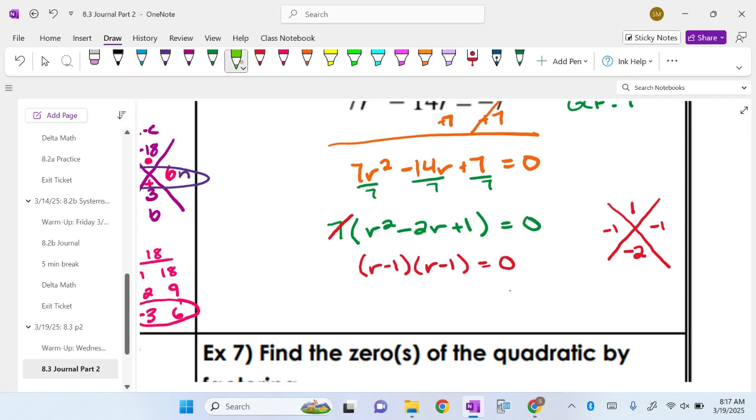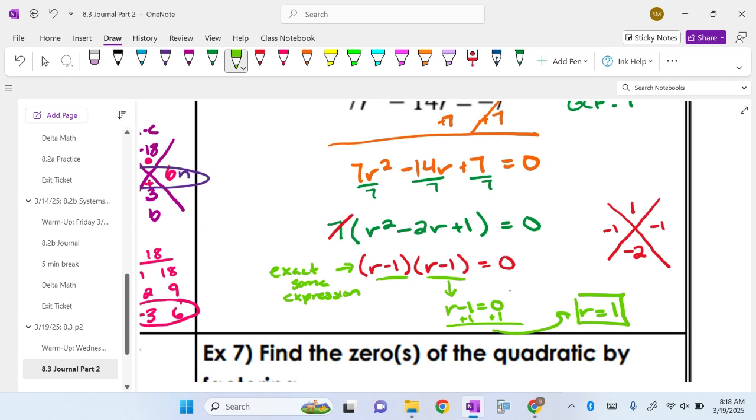Now, is it true that both of these are the exact same expression? Yes. So since they're the exact same expression, we only need to set one of them equal to 0, because what that means is that we only have one solution in this case. So we're only going to bring down one of the r minus 1 equal to 0 and solve. So we would just add 1 to both sides, and r would be equal to 1. And that would be our only solution.